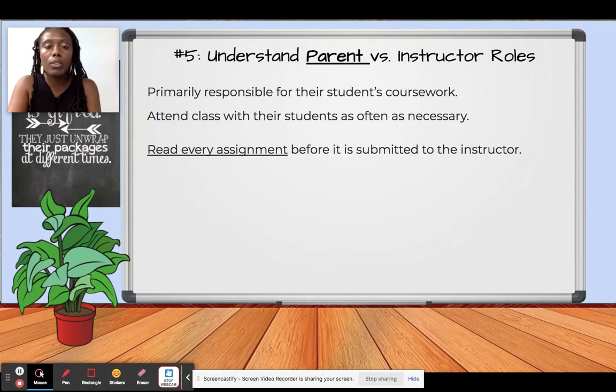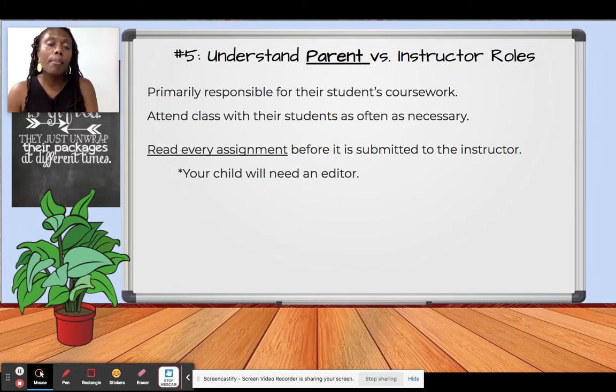The other role of the parent is to read every assignment before it is submitted to the instructor. Now, your child will need an editor. Most of the time, the parents are the editors. However, you don't have to be.